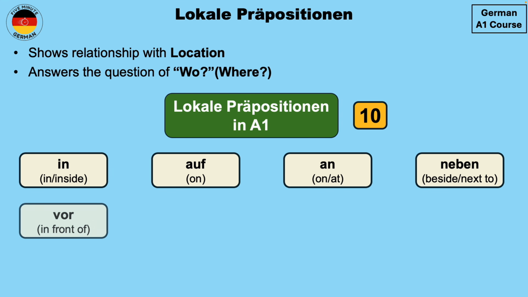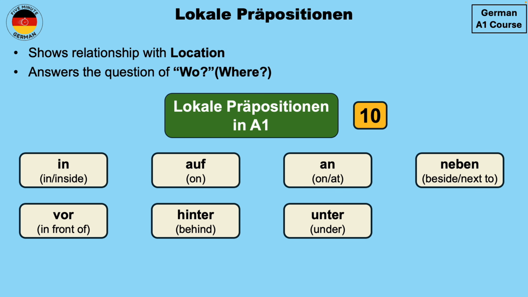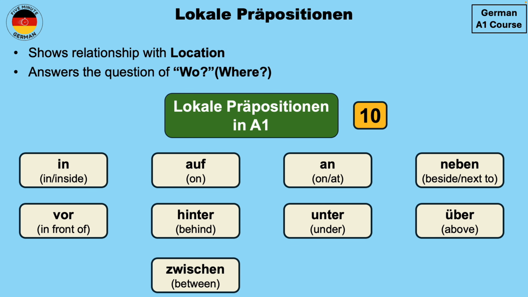Then we have vor, which means in front of. After that, we have hinter, which means behind. Then we have unter, which means under. The next one is über, which means above. Then we have zwischen, which means between. And the last one is bei, which means close to or at.